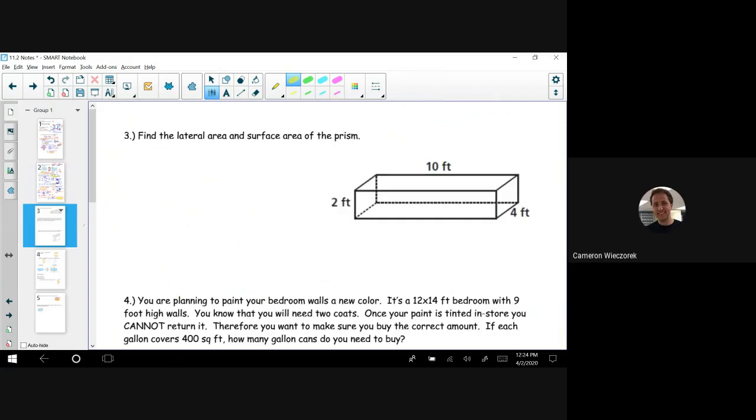All right. Number 3, I'm going to make a you try problem. I've done a couple of these so far. I want you to give this a shot. So you can pause this. But what I do want you to do is make sure, whenever you have a rectangular prism, you have options for what you could call the bases.